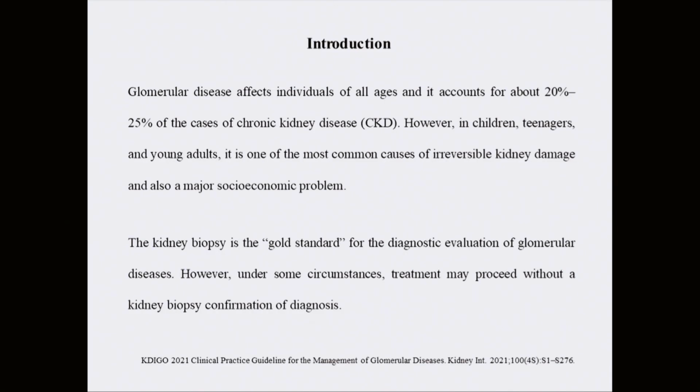Glomerular disease affects individuals of all ages and accounts for about 20 to 25% of the cases of chronic kidney disease. However, in children, teenagers and young adults, it is one of the most common causes of irreversible kidney damage and also a major socio-economic problem. The kidney biopsy is the gold standard for the diagnostic evaluation of glomerular disease. However, under some circumstances, treatment may proceed without a kidney biopsy confirmation of diagnosis.